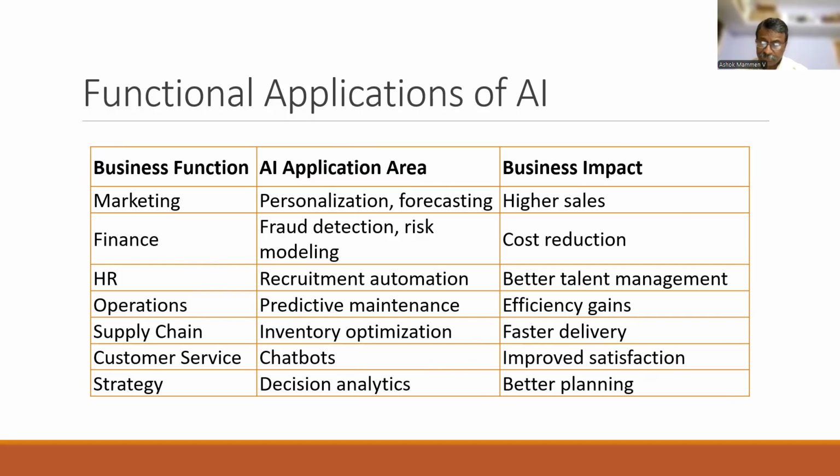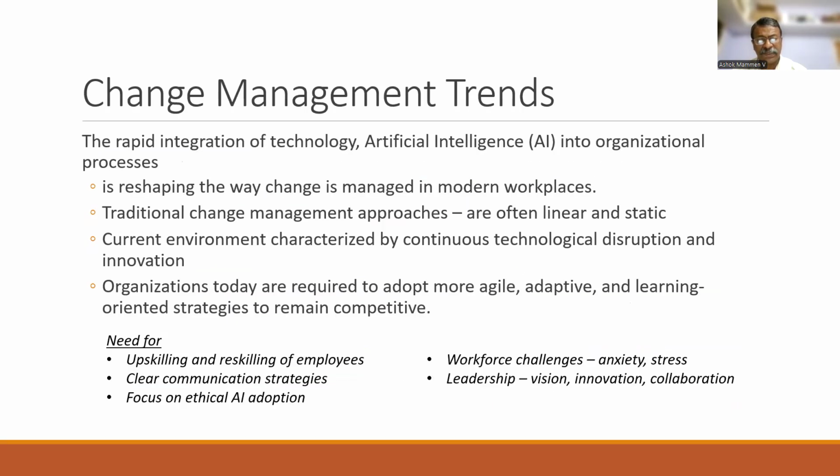Customer service, yeah. You cannot be getting into a very stagnant state when, say, for example, a customer has a problem. How fast can he be addressed, how fast a solution is brought to him, how fast he can be attended to. So, improved satisfaction. Customer service is a key area, and then strategy for better planning. And so these are all the functional applications of AI.